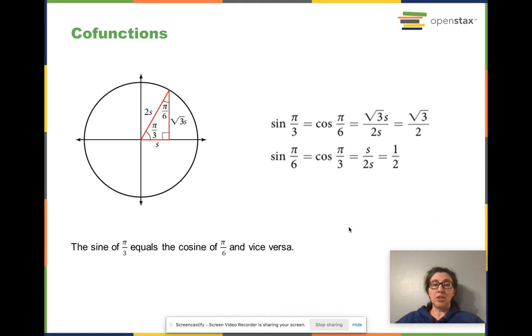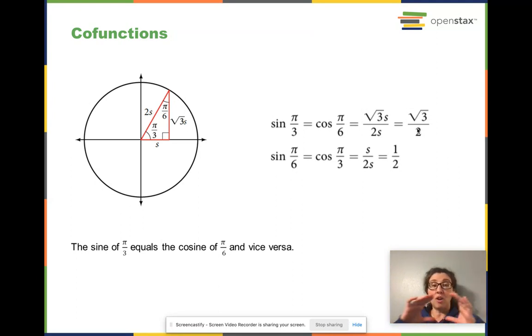All right, so let's talk about cofunctions. Let's look at this triangle here. Here's 60 degrees, here's 30 degrees. Notice, sine of pi thirds is opposite over hypotenuse. Cosine of pi sixth is adjacent over hypotenuse. Notice that for this angle, it's this value over hypotenuse. For this angle, it's this over hypotenuse. They're the same thing. They both are square root of 3 over 2.